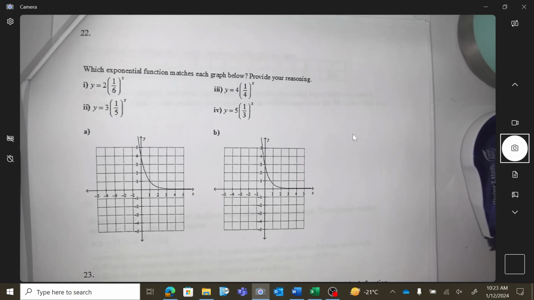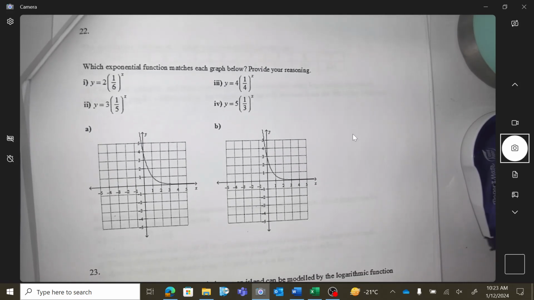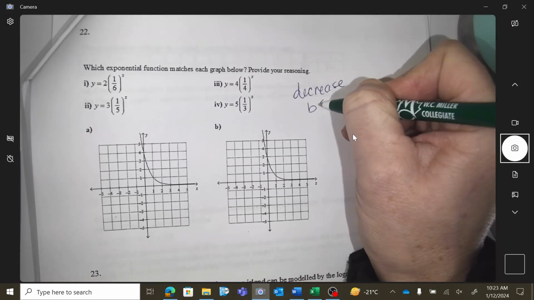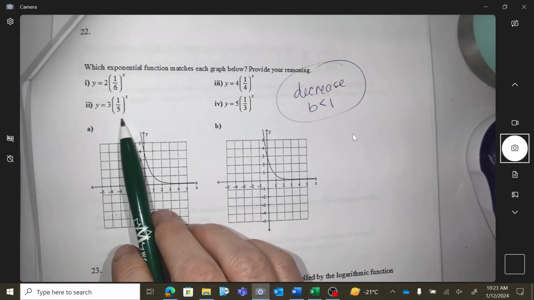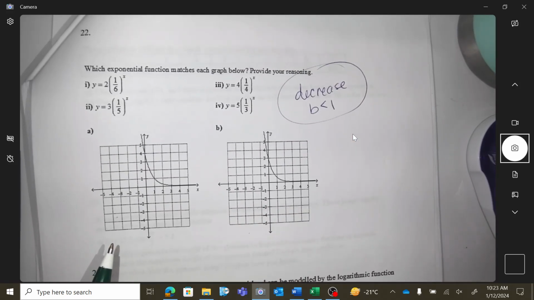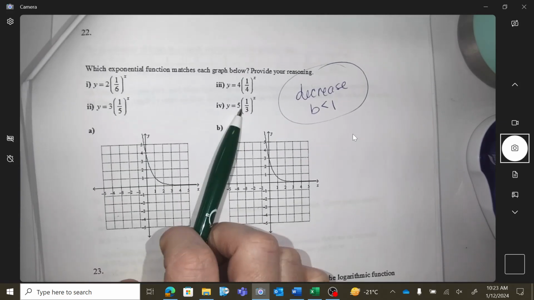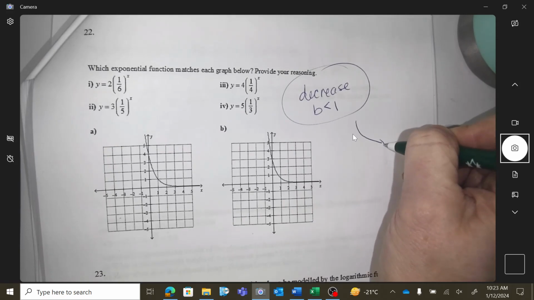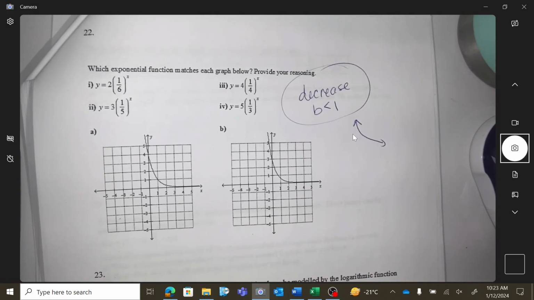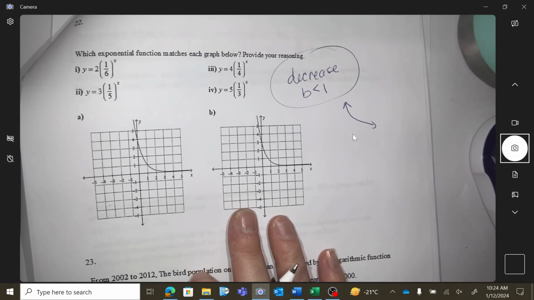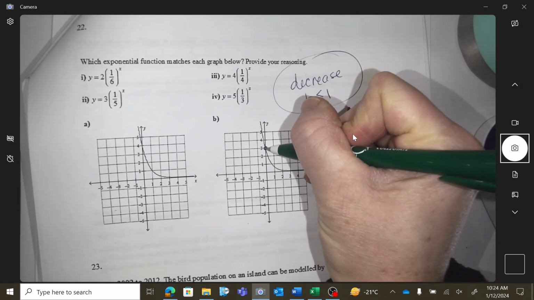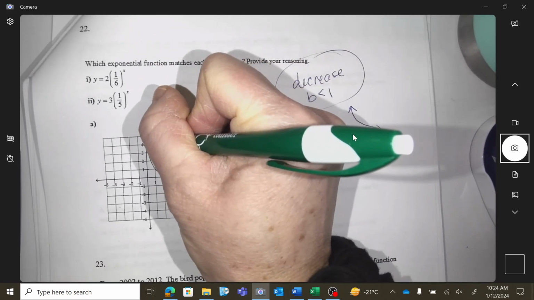Which exponential function is below? So all of these match the decreasing because they all have a base, 1/6, 1/4, 1/5, 1/3. They all have a base that's less than 1. So they're all going to decrease. So that doesn't really help us. They're all decreasing. What's the y-intercept? Maybe that would help us. 3 there and 4 there.